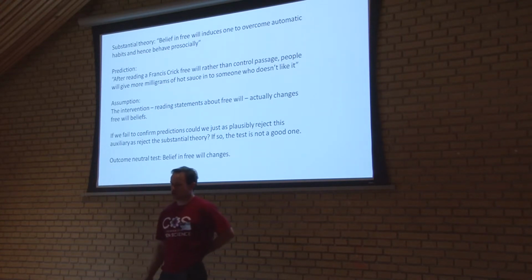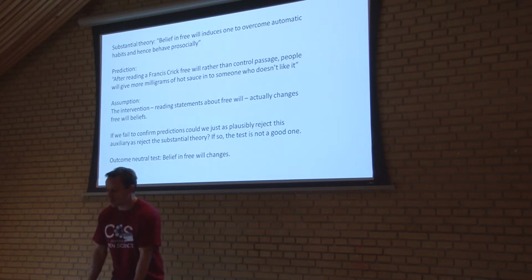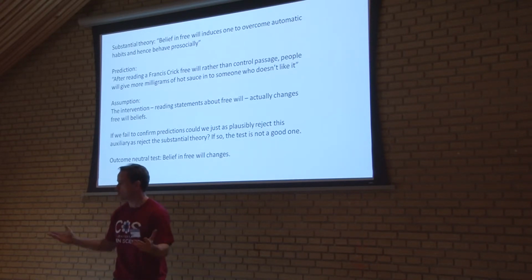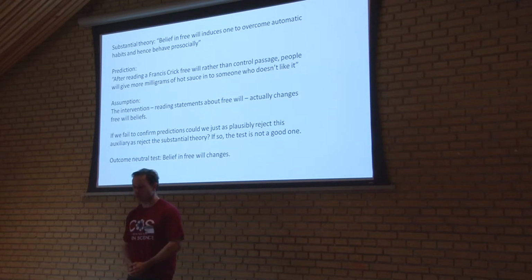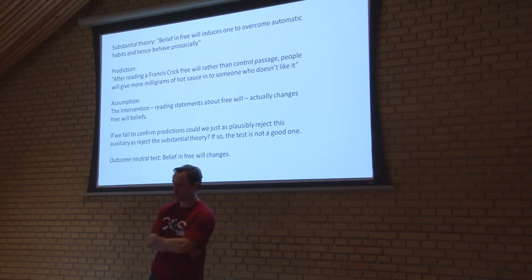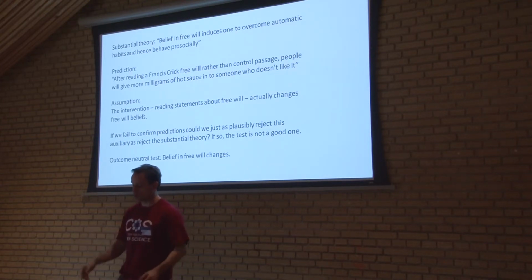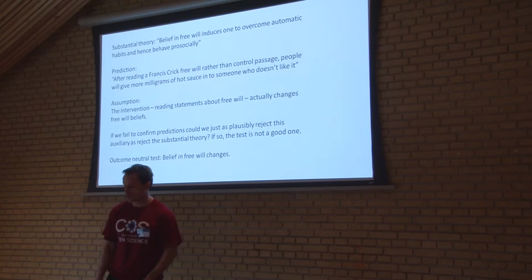So for example, a substantial theory could be that belief in free will induces one to overcome automatic habits and hence behave prosocially. That's a theory that's out there. And one way that's often tested is to get people to read a particular Francis Crick passage where he says determinism is true. It's meant to be this great Nobel Prize winner who says there is no more free will.